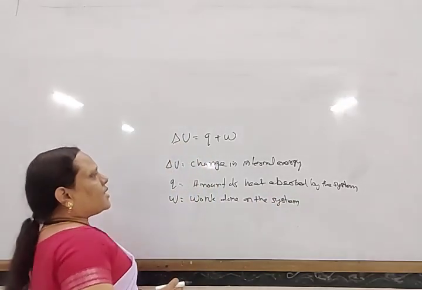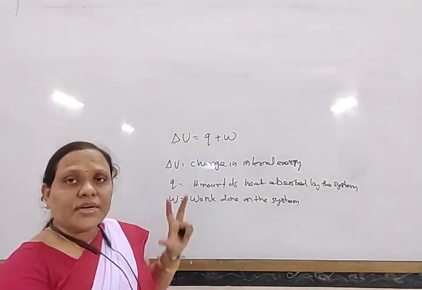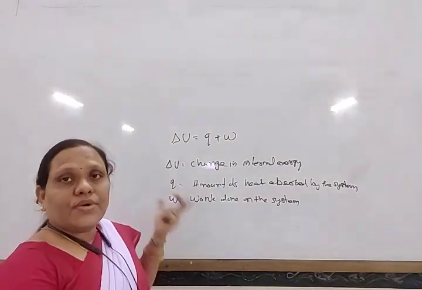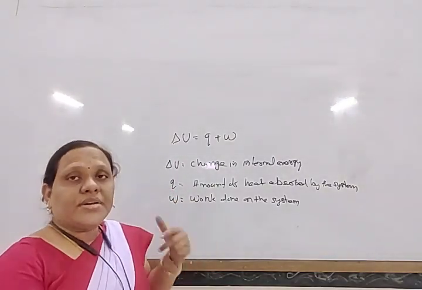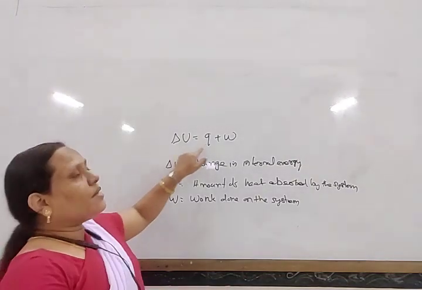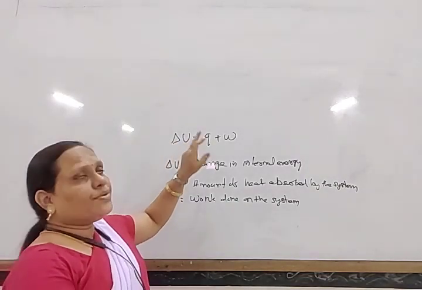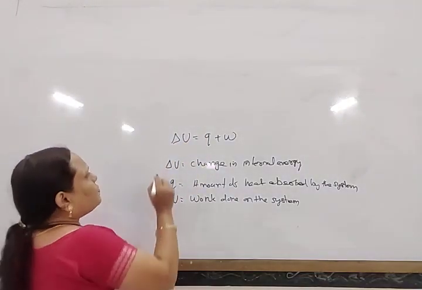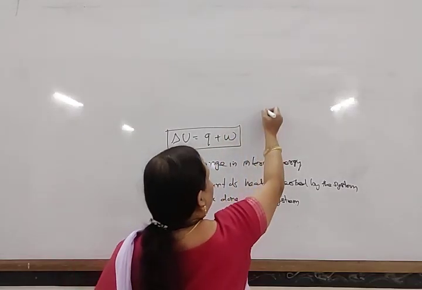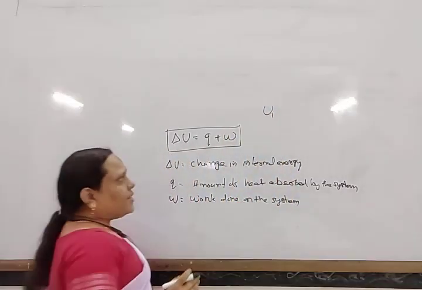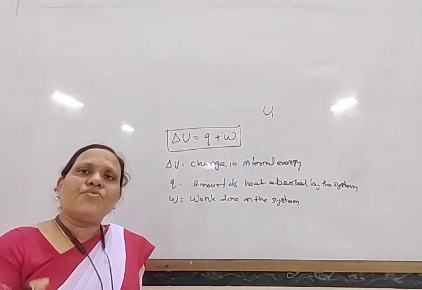Q and W may be positive or negative depending upon the type of work done, or whether heat is absorbed or evolved from the system. But in general form, we can write del U equals Q plus W. Suppose a system has internal energy U1, it absorbs Q amount of heat, and W amount of work is done on it.